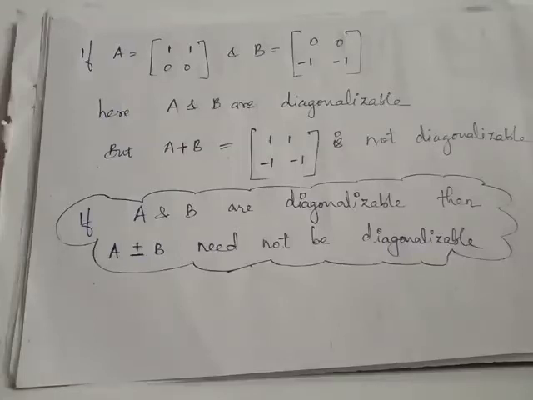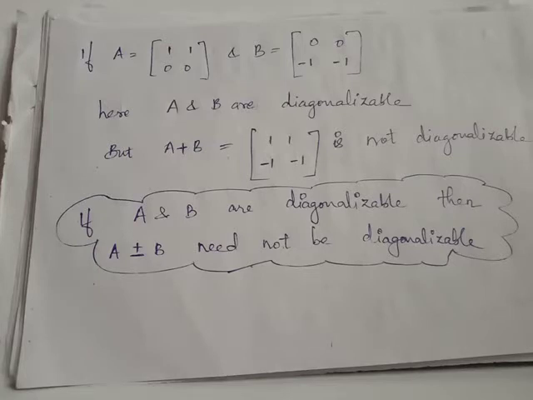If A and B are diagonalizable matrices, it need not be true that A plus B or A minus B is also diagonalizable. If matrix A is 1, 1, 0, 0 and matrix B is 0, 0, minus 1, minus 1, we can see that A and B are diagonalizable matrices because A is an upper triangular matrix with distinct diagonal entries 1, 0 and B is a lower triangular matrix with distinct diagonal entries 0, minus 1. Hence A and B are diagonalizable.